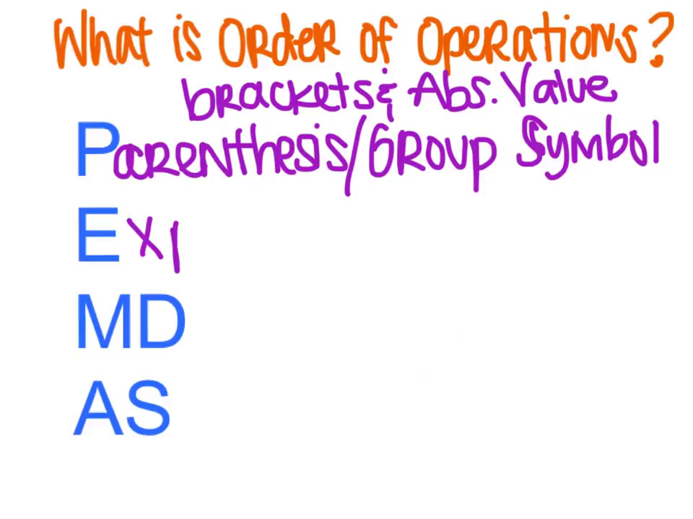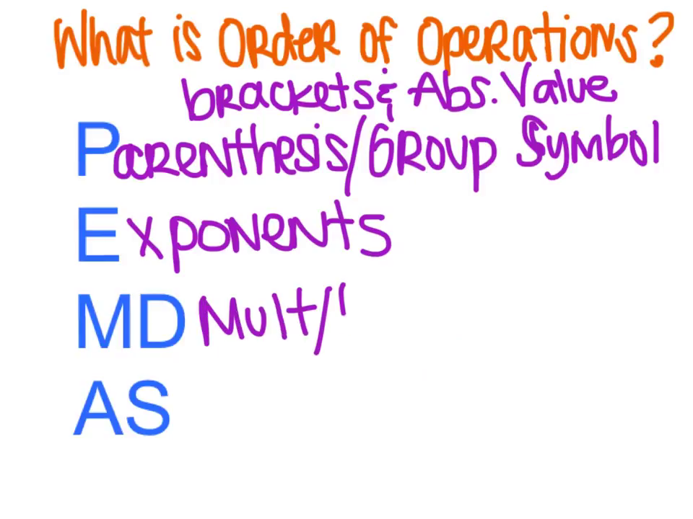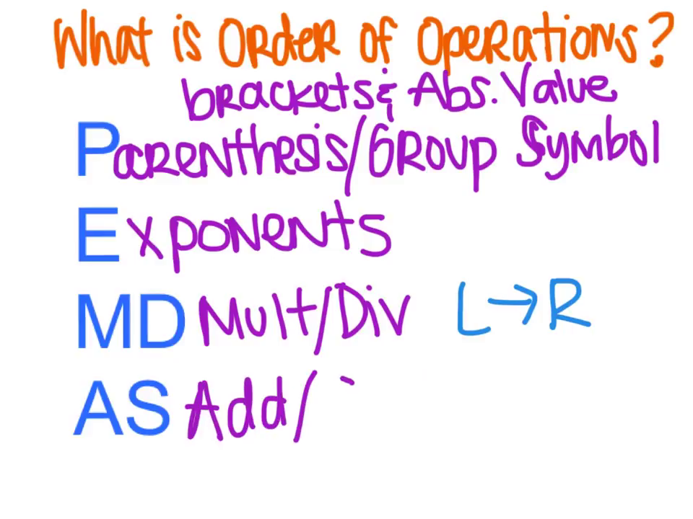E is exponents. MD is multiply and divide. And remember, that is the important part there is that it's left to right. And then we have adding and subtracting last. And again, that one is also left to right as you read the problem.